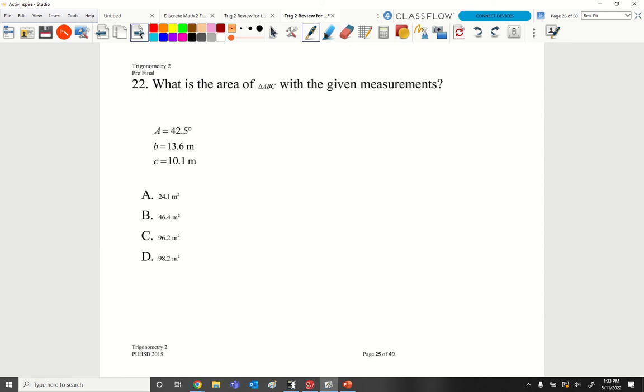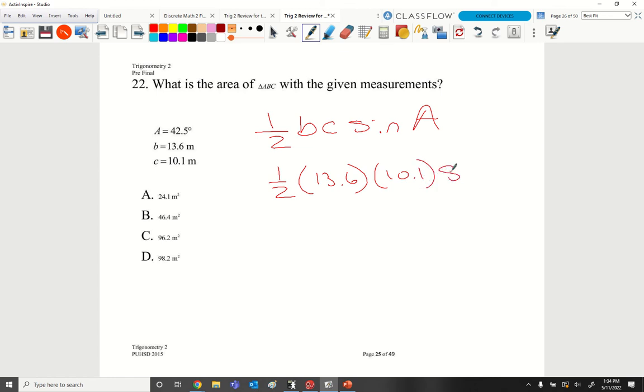Are you going to use the second one? Why am I going to use the second one? Because we have big A. You have big A there, right? And little b. Very good. We have big A, so that tells me which one I'm going to use. 1/2 b c sine of A. So 1/2 b, which is 13.6, c, which is 10.1, times the sine of big A, which is 42.5.